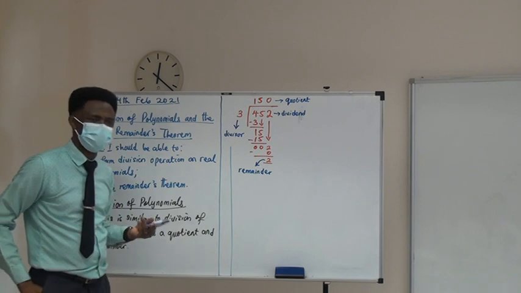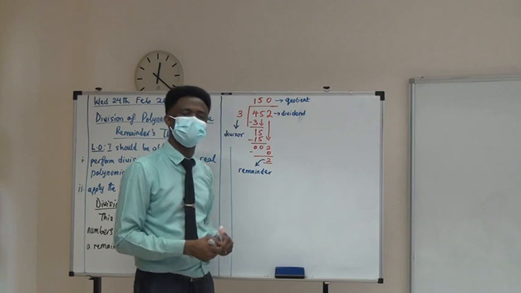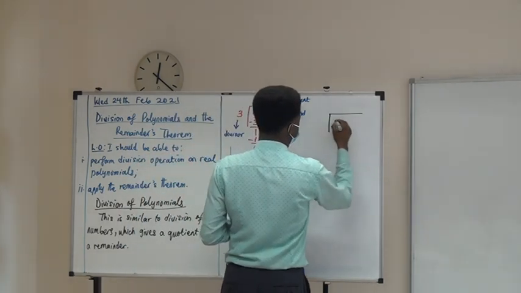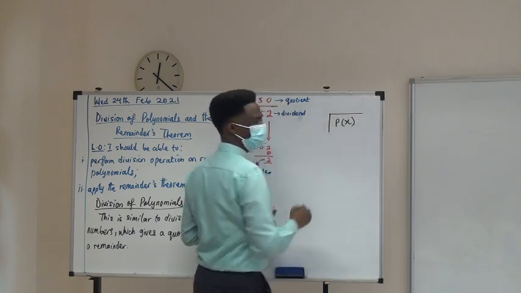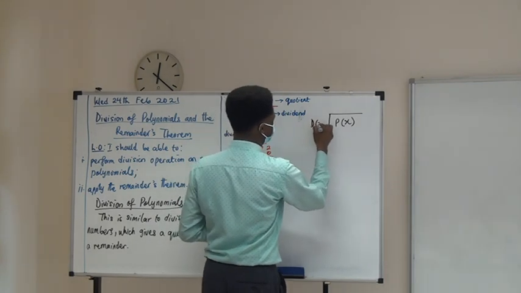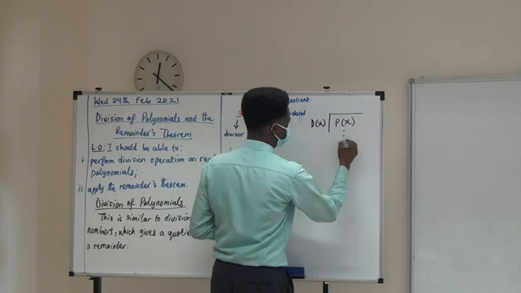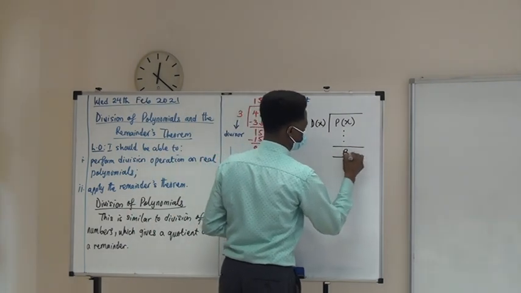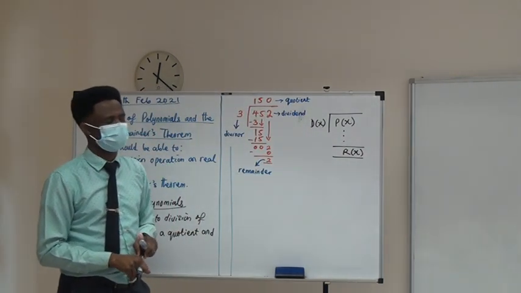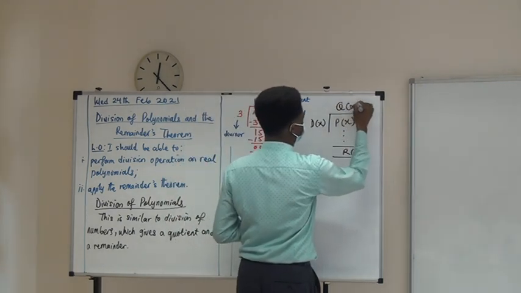So the process will be similar if you are dealing with a polynomial. Your polynomial will be the dividend. So let's say the polynomial is p of x. Okay? And you have a divisor, d of x. After the process, there will be a remainder, r, or r of x sometimes. But most of the time it will be a constant. I'll tell you when. Then there will be a quotient, maybe q of x.